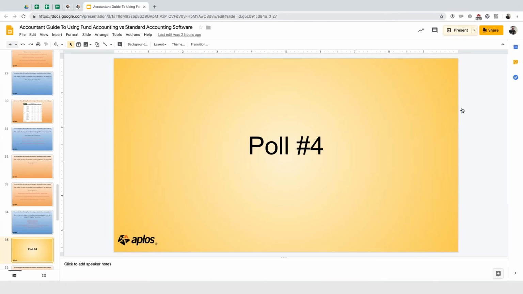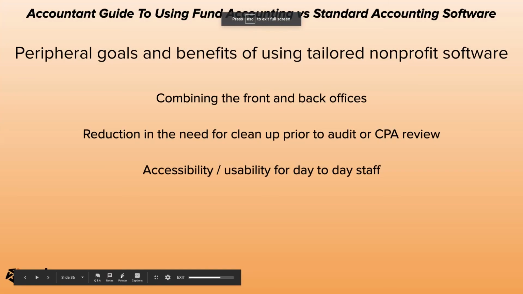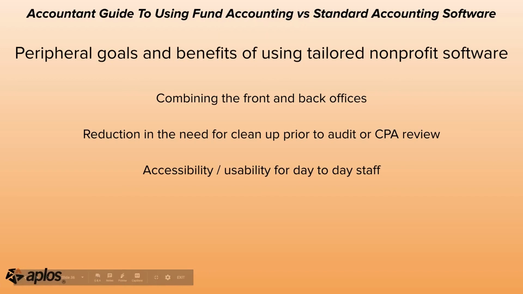Okay, 3, 2, and 1. 38% said reporting. It's always the bigger one, in my opinion. 15% said weekly and monthly maintenance. 23% budgeting. 23% said adherence to GAAP or other governing bodies. Perfect.